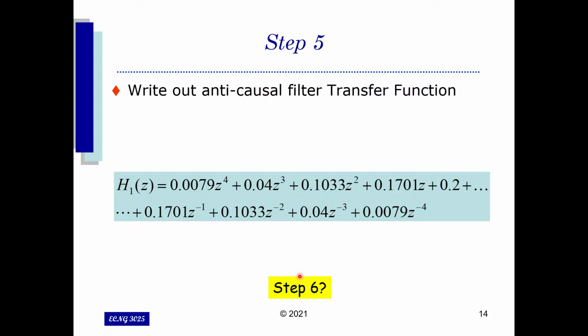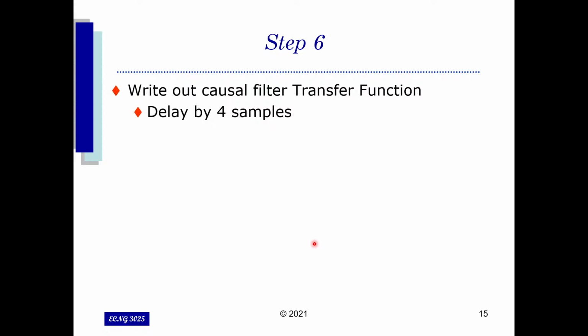The last step here is to move from anti-causal to causal for our filter transfer function. So we watch what's the highest power of z here, which is z to the 4 here, and we multiply the entire equation here by z to the -4 to make this into a causal filter transfer function.